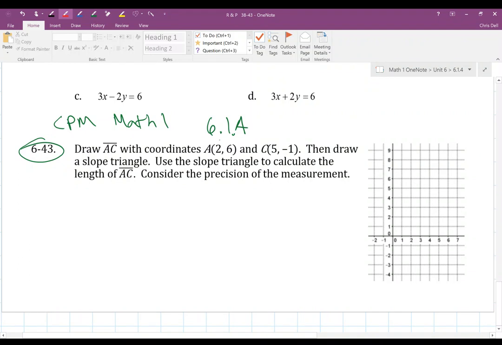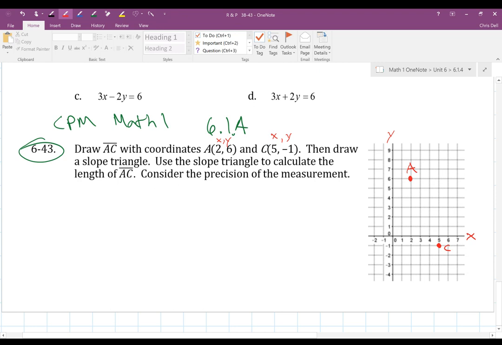Now remember, a point is always x, comma, y, right? This is my x-axis and this is my y-axis. So there's a little grid for you, if you don't use some graph paper, to show precision here. A is at (2, 6), which is right here. So there's my A coordinate. And C, again, that's my x, that's my y. So x is 5 and y is -1. So we would put C right there.